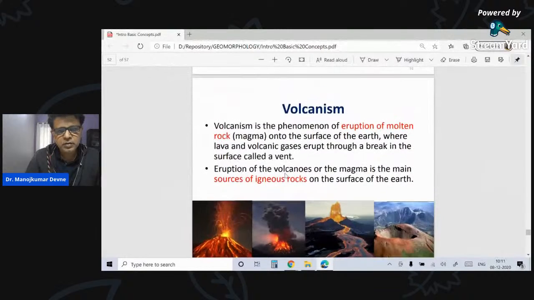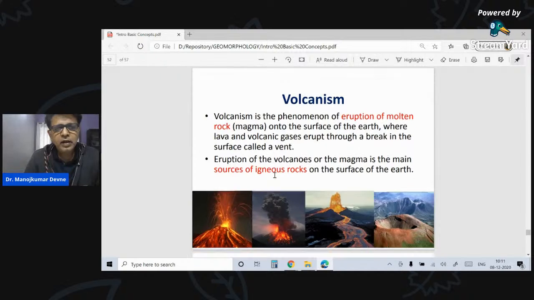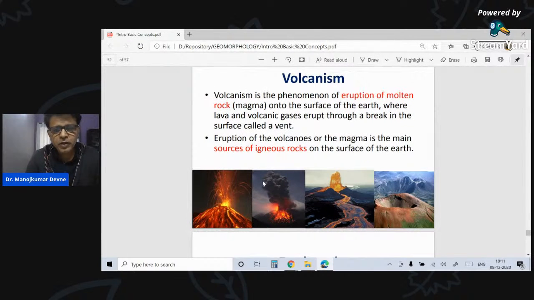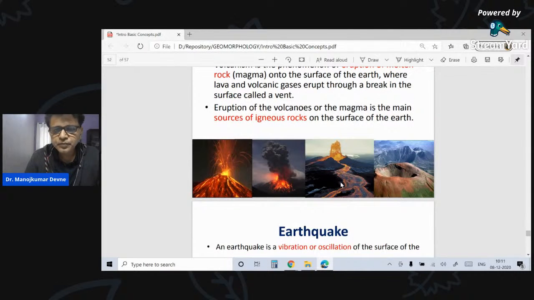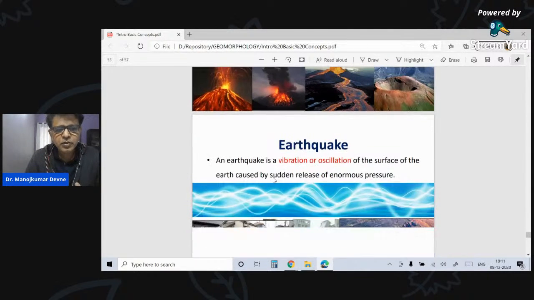Then the most threatening, how I would say, of endogenic activity is volcanism, because it erupts molten magma, which when it comes out is called lava. Okay, and there are various types of volcanoes. Okay, active, dormant, and extinct, and of course features related to that.